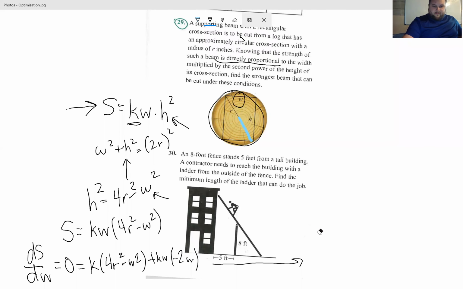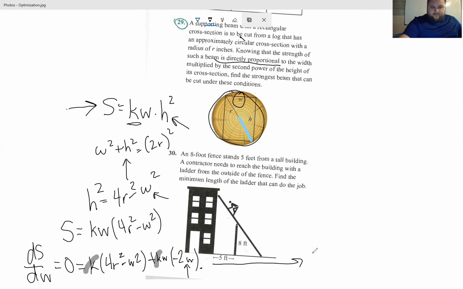All right, so look. I want to solve for W. The problem says find the strongest beam that you can. They want to know what's the width and the height then. So I'm going to take this equation that we had and solve for W. Everything here is equal to 0, right? So this K and that K can cancel right away. I could just divide through by K.